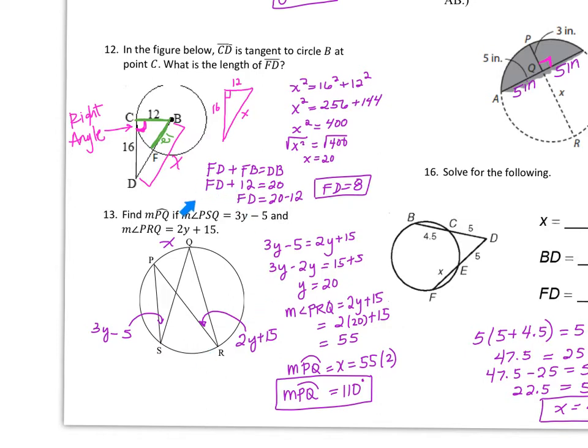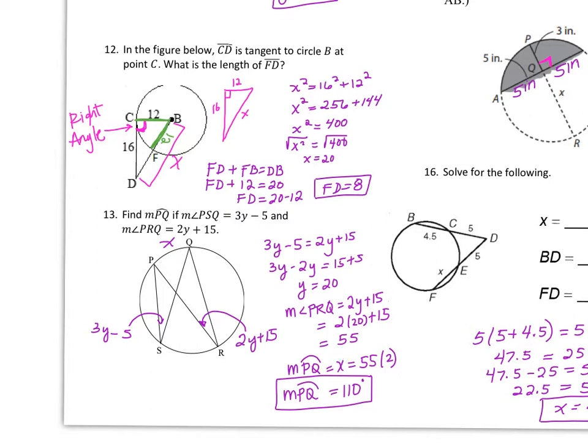On number 13, this angle has the arc PQ. This angle, PRQ, has also the arc PQ, which makes these two angles equal to each other. So I can set them equal to each other and solve for y. Y is equal to 20. And then now I can find the measurement of angle PRQ, which is 2y plus 15. And I know y is 20. So 2 times 20 is 40. 40 plus 15 is 55.